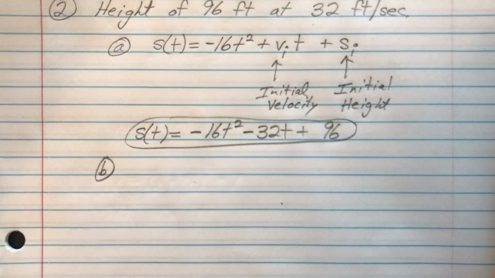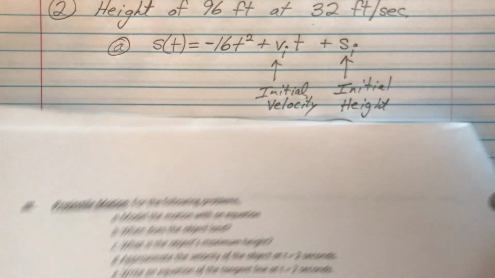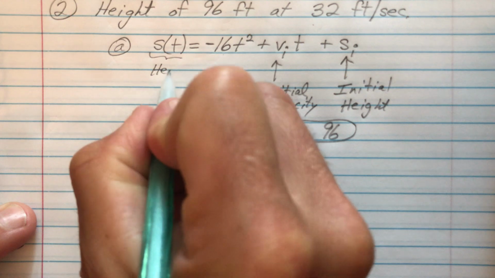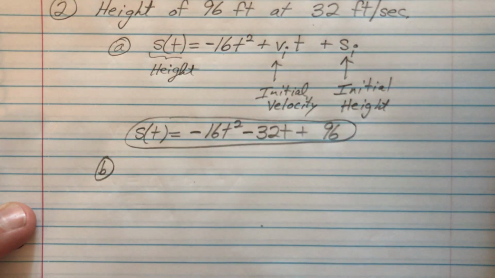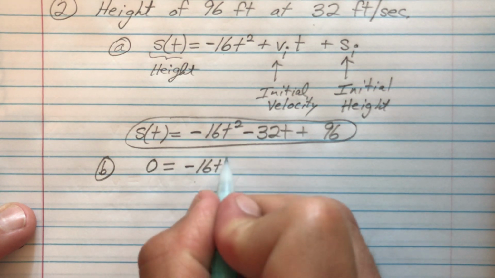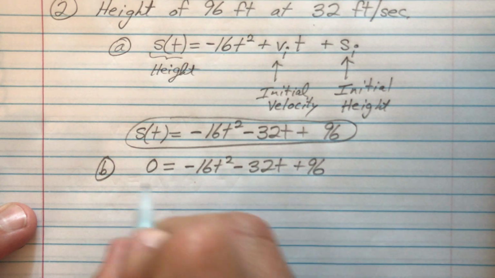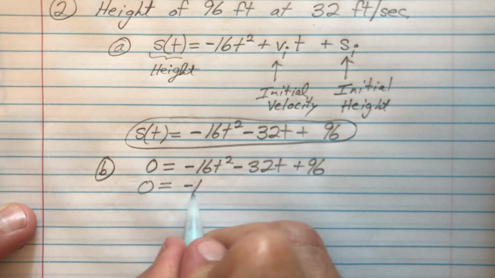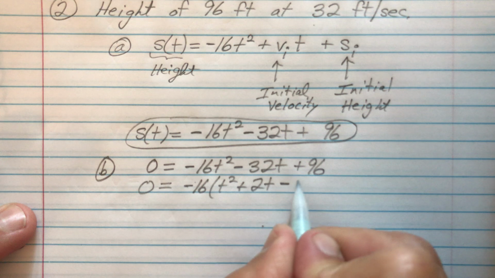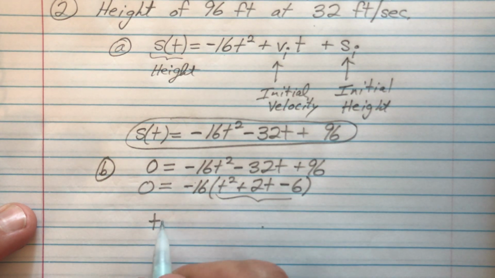Part B says, when does the object land? Landing means that S of t is 0. So S of t, by the way, is the height of the object, and t is the time. So we're simply going to replace S of t with a 0 and solve this equation. You can factor this, or you can use the quadratic formula. I'm going to factor a negative 16 out to make it a little bit easier.